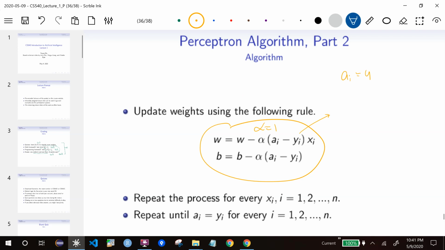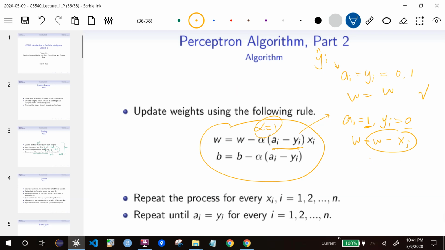If ai is yi, or the notation we used is y hat i is yi, if they're both 0 or if they're both 1, then this term will be 0. So w is basically w, nothing changes. That's okay. If ai is 1 and yi is 0, so if a cat is classified as a dog, then this is 1, and this whole thing, when alpha is 1, is w is just w minus x, the same expression as we had before.